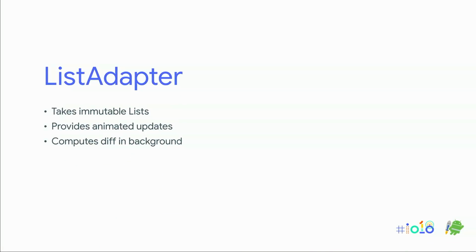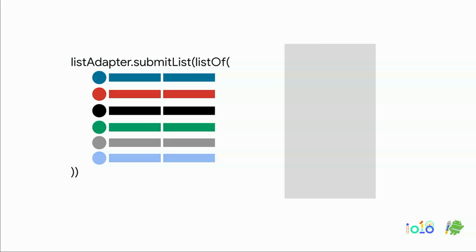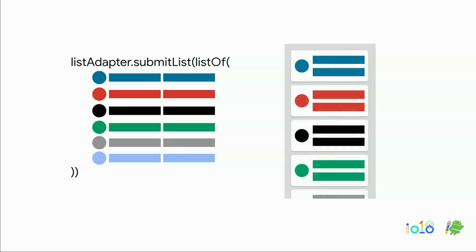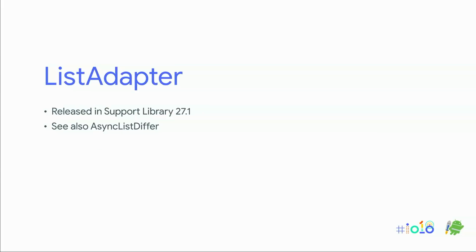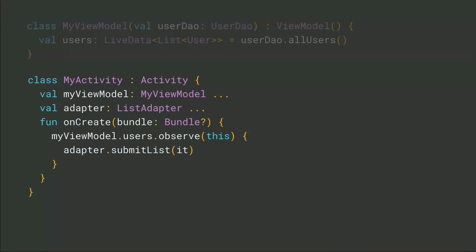ListAdapter is a RecyclerView adapter that displays a list. So if you have the RecyclerView on the right, when you call the submitList method on the adapter, it just displays it. The nice thing is, if you call the same submitList method with a different list, it's going to calculate the difference between these 2 lists on a background thread and update the UI with the correct animations. It's available in RecyclerView 27.1, and the same functionality also exists in the AsyncListDiffer class if you cannot extend the adapter.